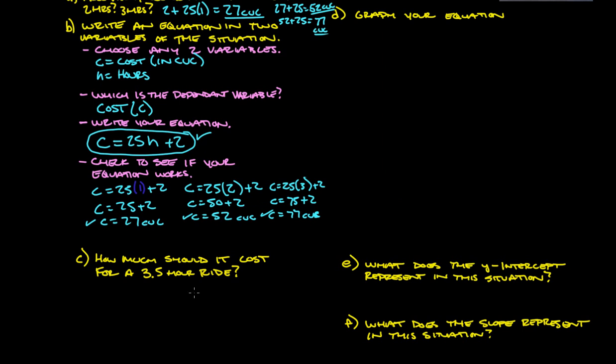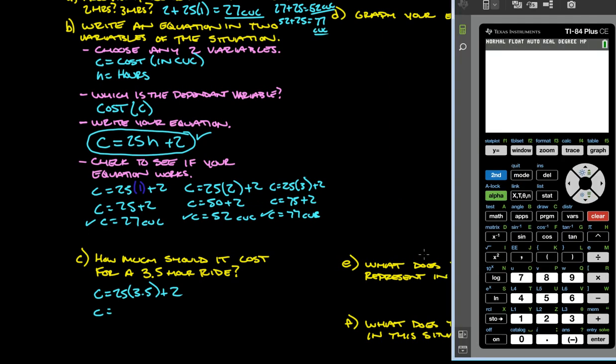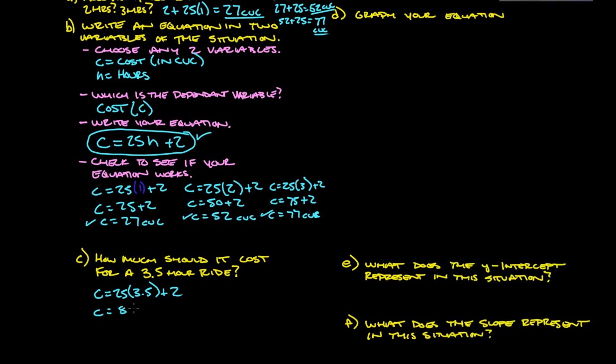All right. C, how much did it cost for a 3.5 hour ride? So we will simply plug that in, right? 25 times 3.5 plus 2. Okay, I'm not great at 25 times 3.5. Let's try that. 25 times 3.5 gives us 87.5. Plus 2 more is 89.5 CUC for a 3.5 hour ride.